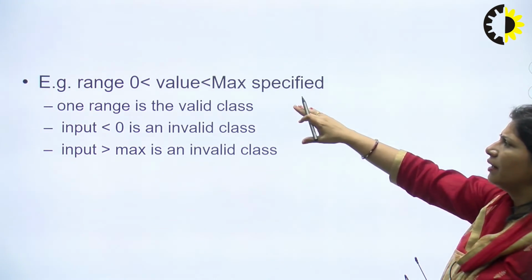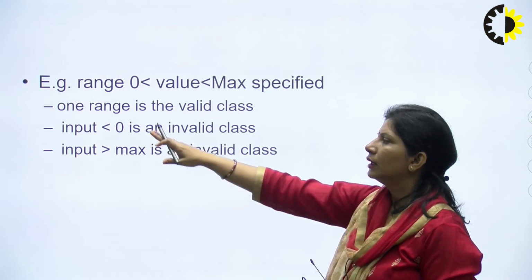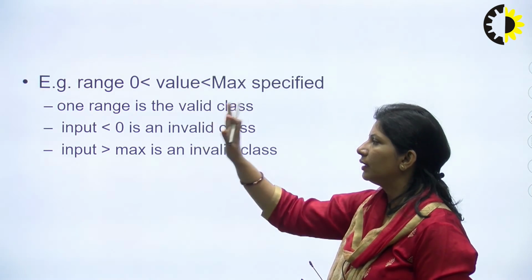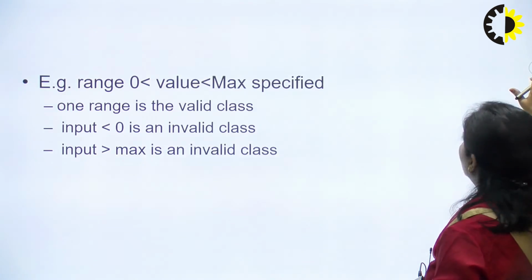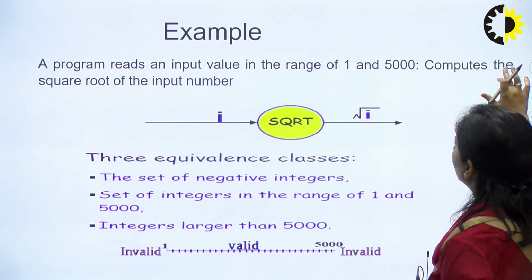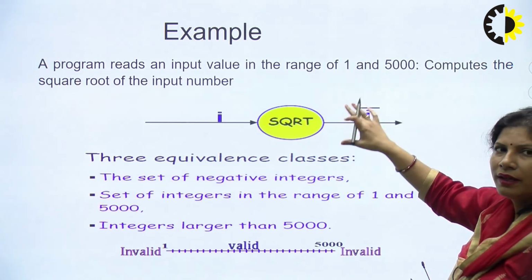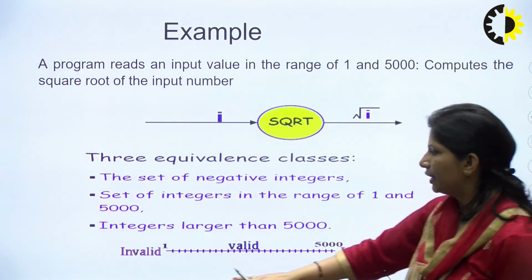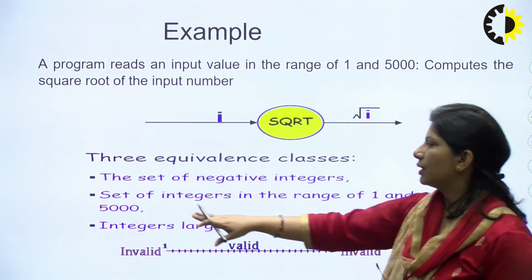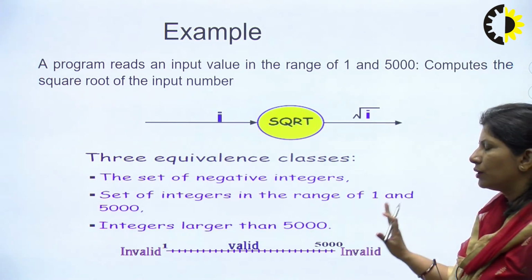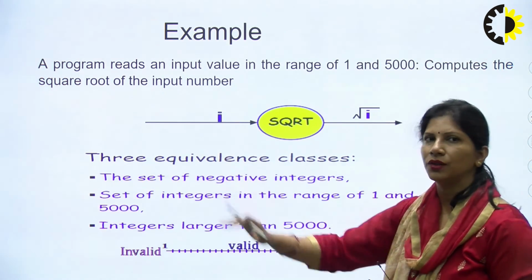Here is one example: from 0 to max value is valid, input less than 0 is an invalid class, and input greater than max is an invalid class. Let us understand this with one example. The range is 1 to 5000, and we are doing the square root. So we have identified invalid classes and one valid. We will have a set of integers in the range 1 to 5000, the integers larger than 5000, and some negative integers also.